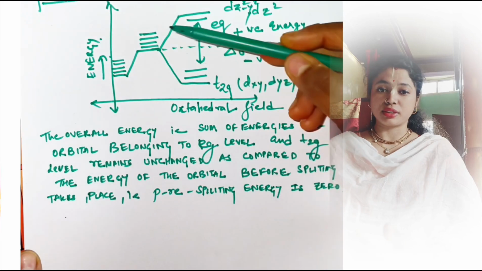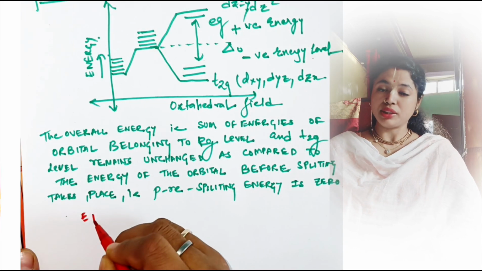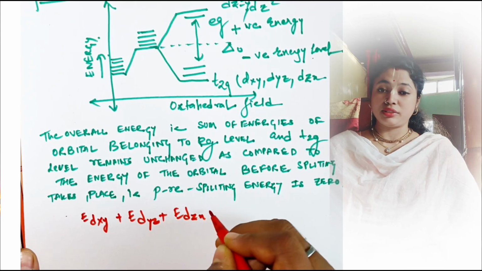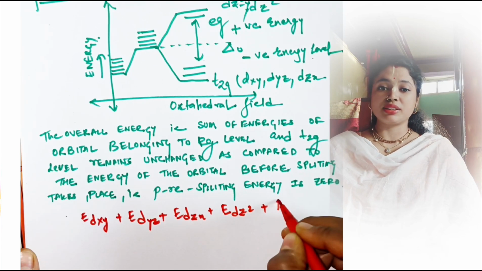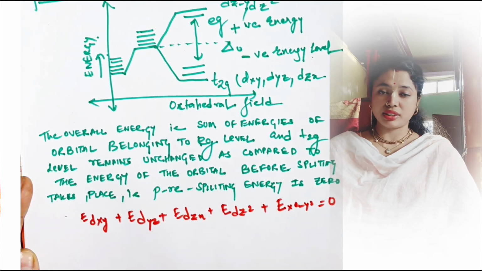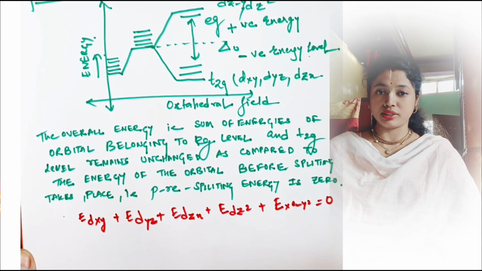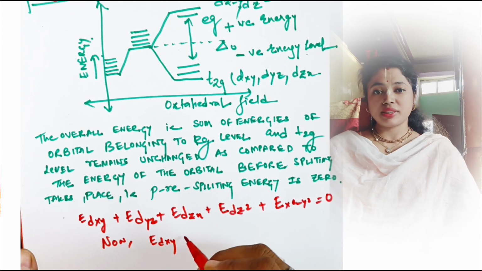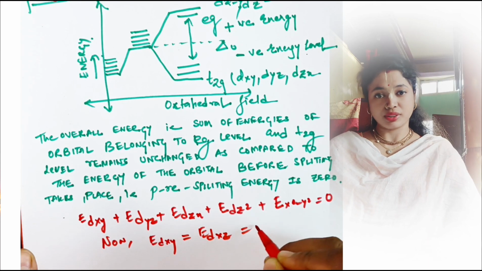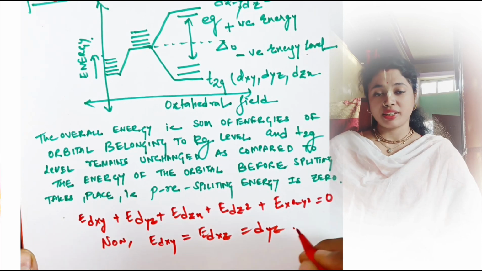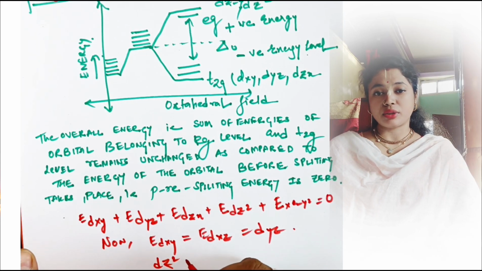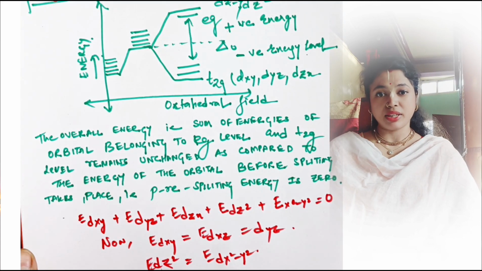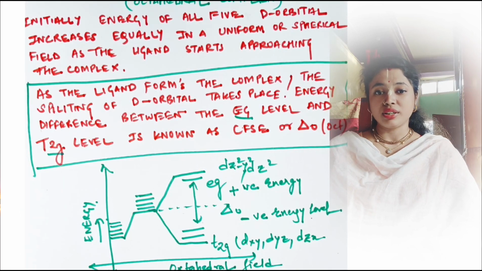So before splitting, the energy levels of all these are the same. So we can write: energy of dxy plus energy of dyz plus energy of dzx plus energy of dz square plus energy of dx square minus y square is equal to 0. Next, E dxy is equal to E dxz is equal to E dyz. This we know is your T2g level. And we know the energy of dz square is equal to the energy of dx square minus y square. Therefore we can write, this is your equation 1.